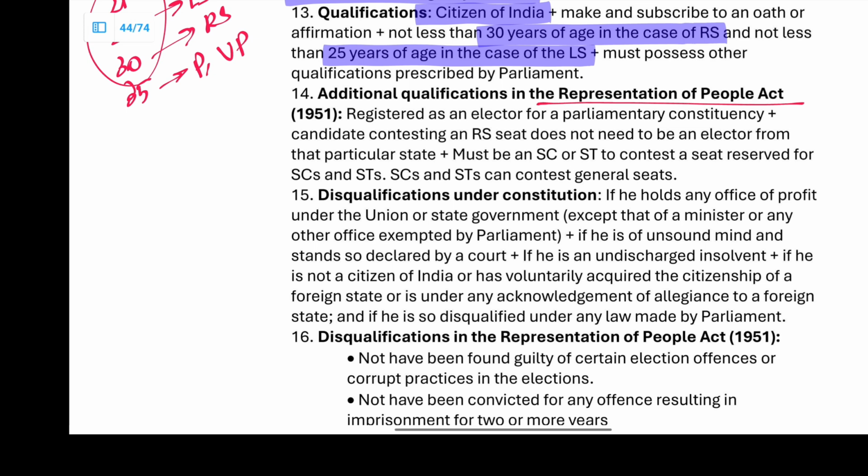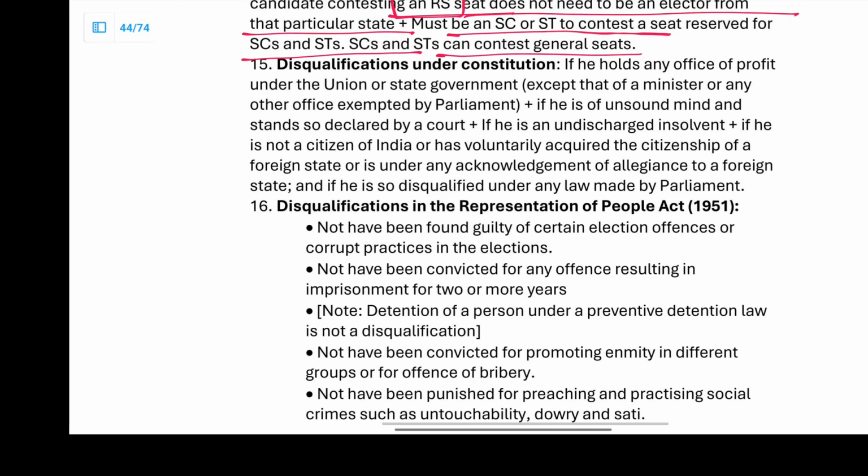Additional qualifications under the Representation of the People's Act are registered as an elector for a parliamentary constituency. He must be an elector from a parliamentary constituency. Candidates contesting the Rajya Sabha election need not be an elector from that particular state. Must be a SC or ST to contest the elections for the reserved seats, and SC and ST can contest the general seats as well.